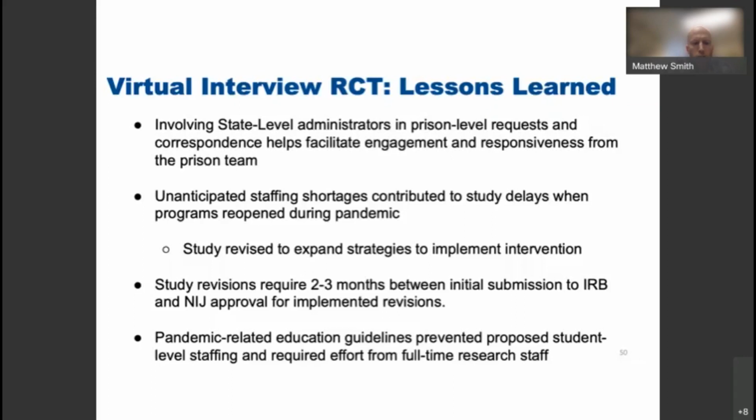And though we budgeted for support in our study for graduate students to go on site and collect data, one of our lessons was that pandemic-related educational and research guidelines changed a lot. These barriers actually prevented the proposed graduate students from doing this data collection and required us to use full-time research staff instead, which we didn't budget for. And so that was one of the challenges we had to face and figure out how to overcome.